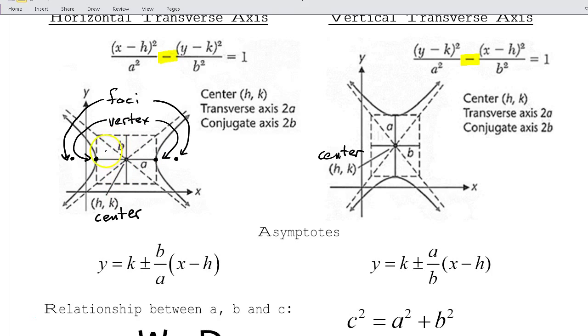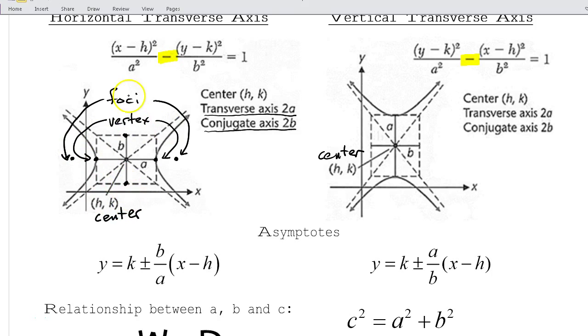It's kind of like our major and minor axis for ellipses, except we're going to call them a transverse axis. So that's like our major axis, and then we have a conjugate axis. That's like our minor axis. And again, those are 2a and 2b. So we'll be drawing in that rectangle. So we really don't give these 2 points a name here, but we do use them to draw our central rectangle.